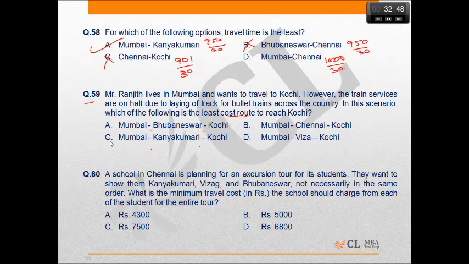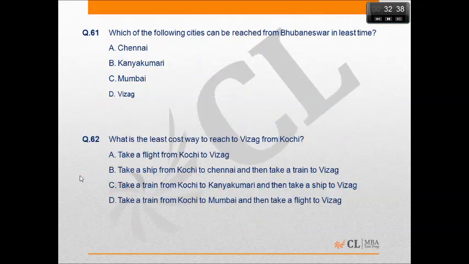Question 60, a school in Chennai is planning an excursion tour for its students. They want to show Kanyakumari, Vizag. What is the minimum travel cost? Leave this question, not to be attempted. Which of the following cities can be reached from Bhubaneswar in this time? Chennai, Kanyakumari, Mumbai, Vizag.